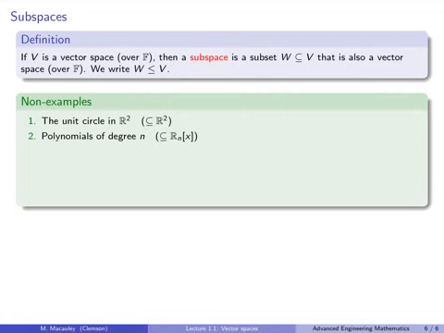Polynomials of degree n, that is not a subspace. As we've said before, it's not closed under addition or under scalar multiplication. The upper half plane, we established that that is not a vector space, so it cannot be a subspace. The line y equals 2x plus 3, that looks like a line or a plane, but it's not through the origin. It is not a vector space, therefore cannot be a subspace.